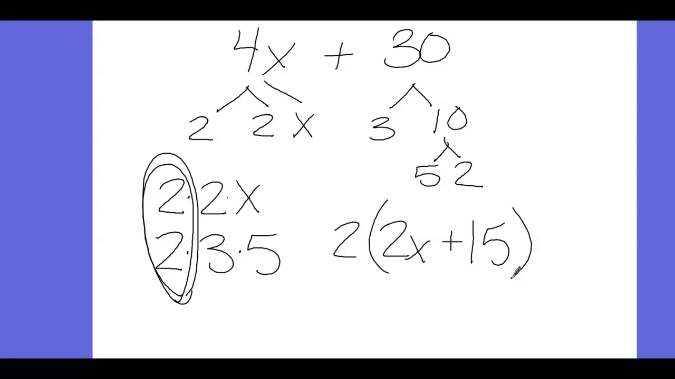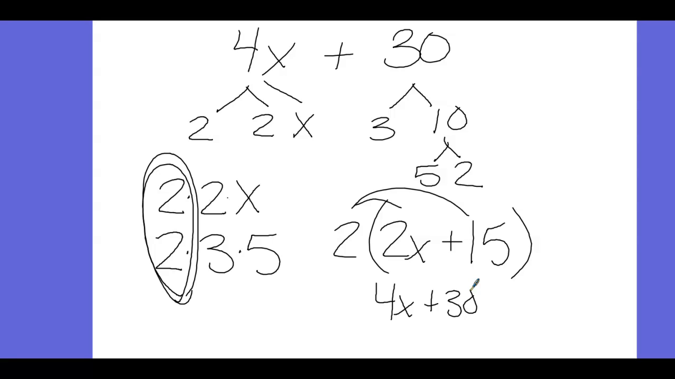Because 2 times 15 is 30. If I distributed back in, I would get 4x plus 30. So basically, we're doing the opposite of distributing. We're pulling something out. That's how you can check your work: distribute.